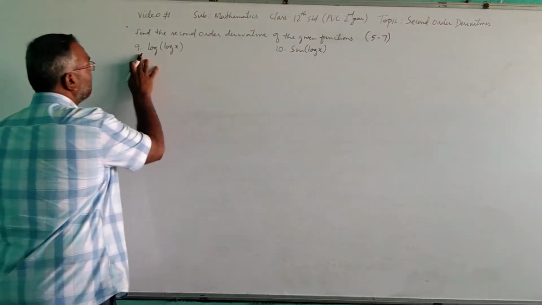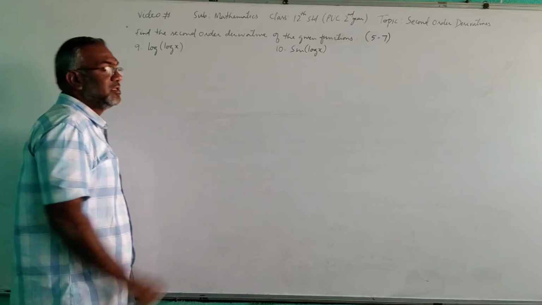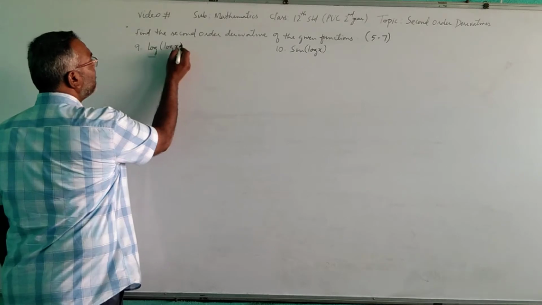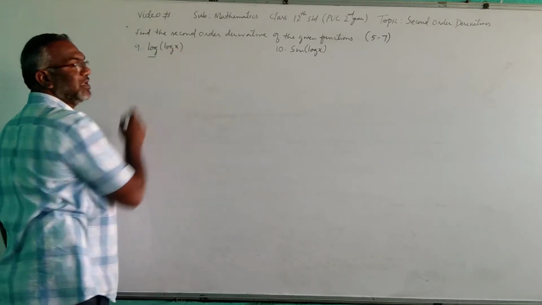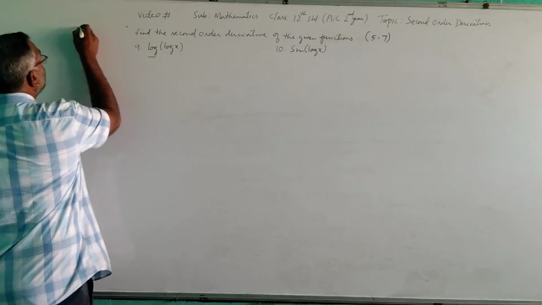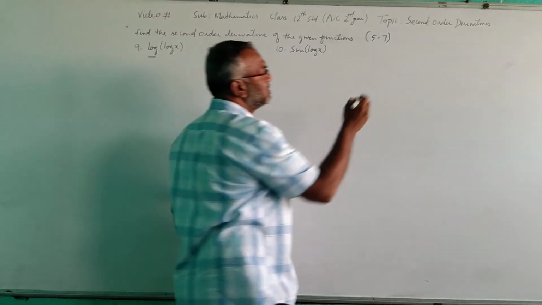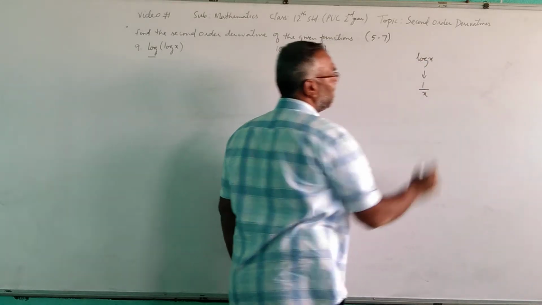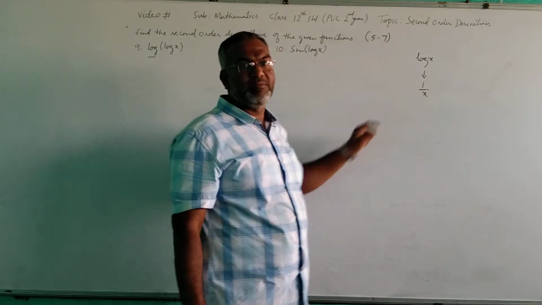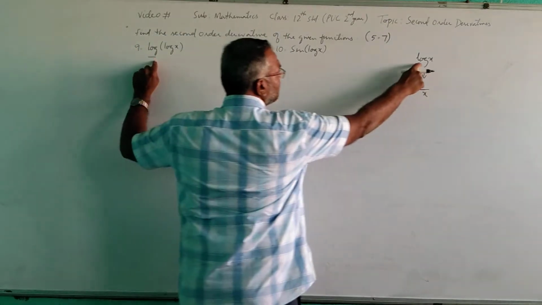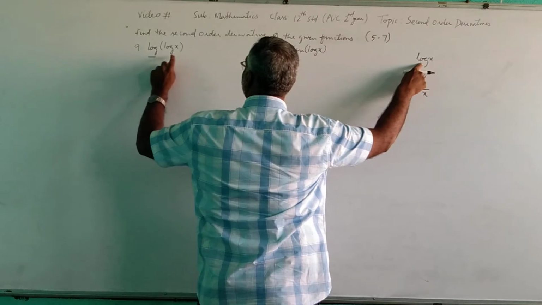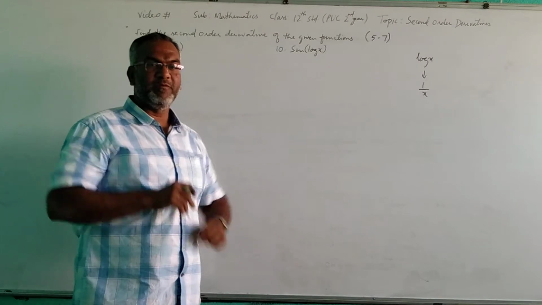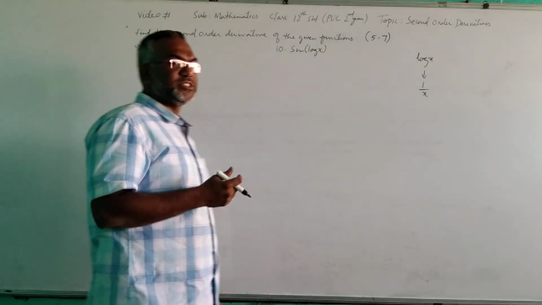Here is the question. Question number 9. Log of log x. We have log, then in place of x, we have log x again. We all know the derivative of log x is 1 by x, right? We have log here, but in place of x, we have again log x. So it's a composite function, so we have to use chain rule, and we have to differentiate, right?